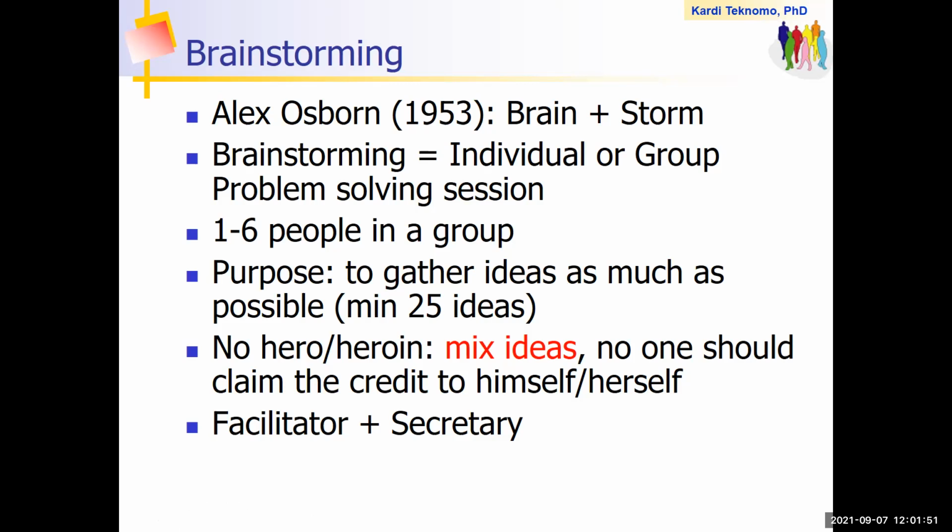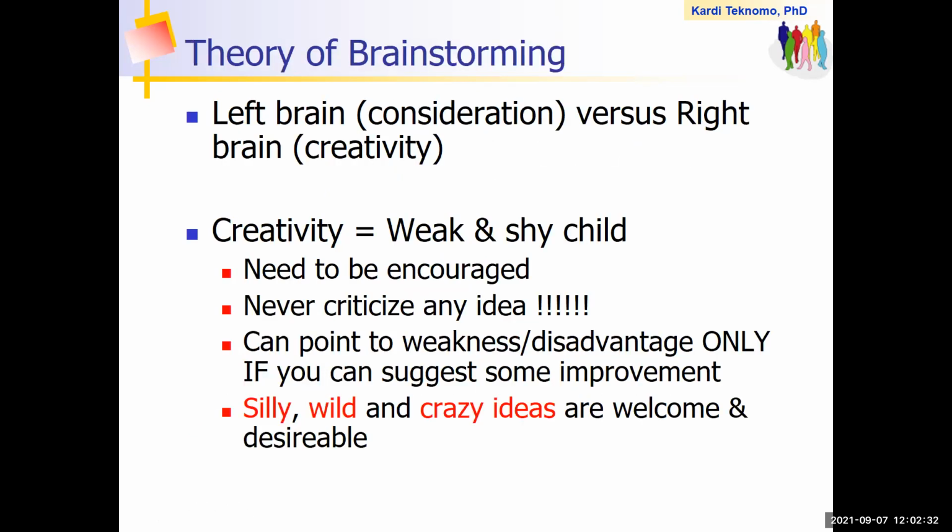Brainstorming can be done by an individual, alone, or by a group. If it is a group, then between 1 to 6 people is the ideal group. If too many, it's not so nice. The purpose is to gather as many ideas as possible, with a minimum number, like 25 ideas. The ideas are mixed. No one will claim any credit for himself or herself. And usually there is a facilitator, like the leader of the group, and a secretary who will write everything down.